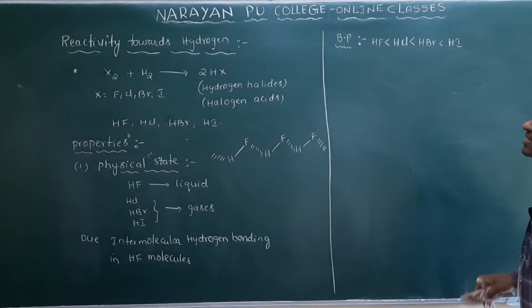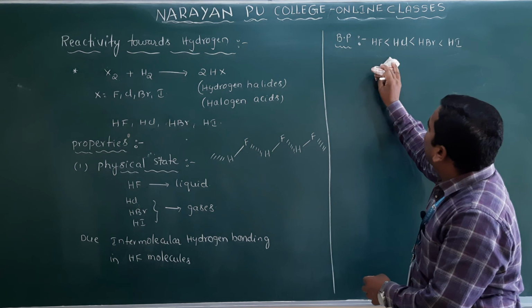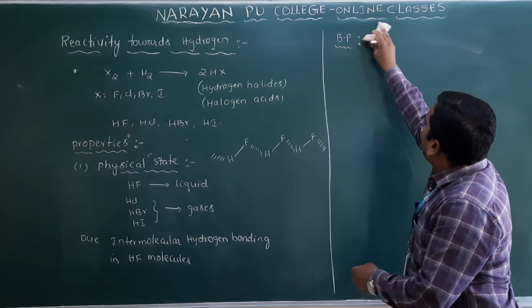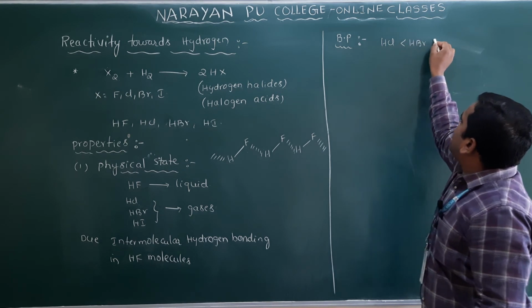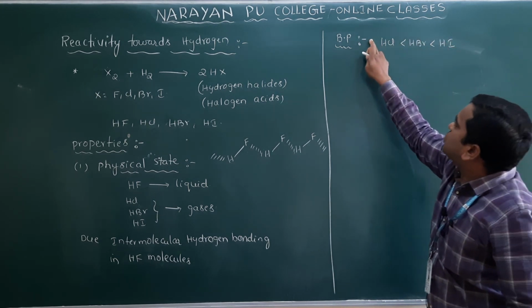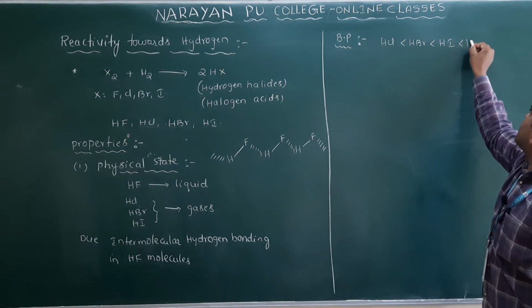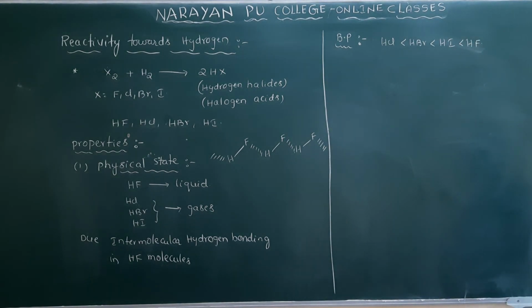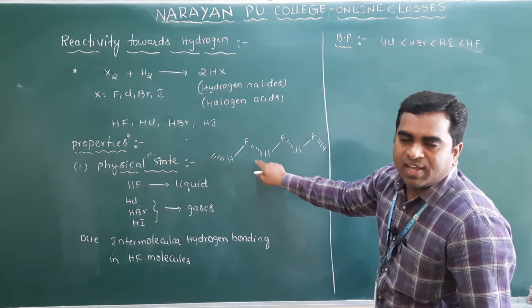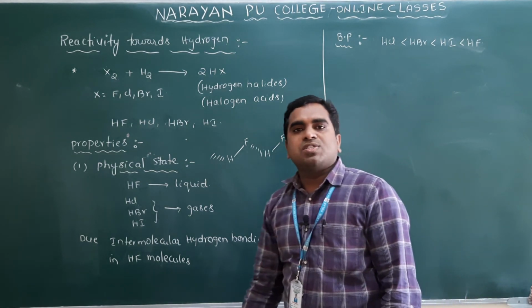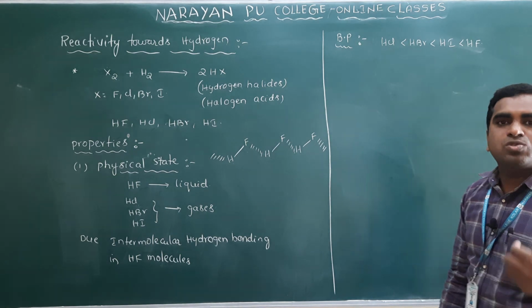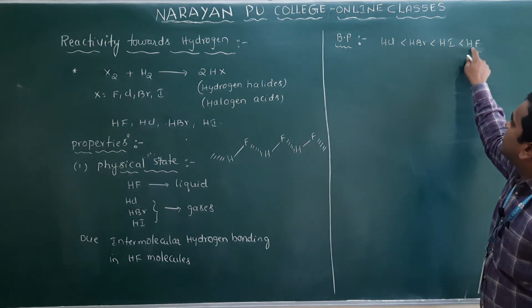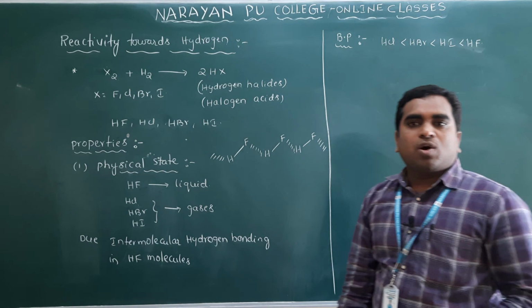But you know that in this case the boiling point order slightly changes. HCl and HBr are less than HI, and HF should come here. But where is HF? Here, this is HF. Clear? Why is that? What is the reason here? Because intermolecular hydrogen bonds exist among the HF molecules, and that increases the boiling point of HF.